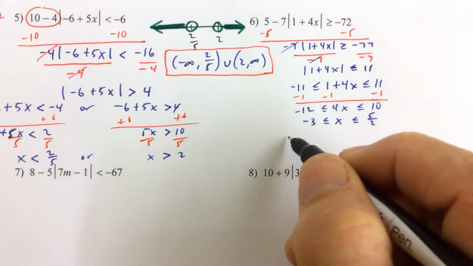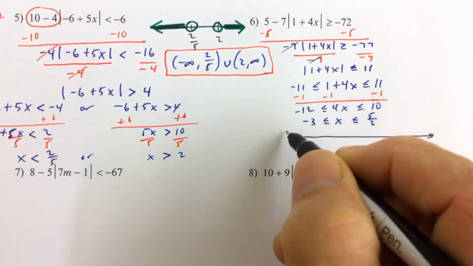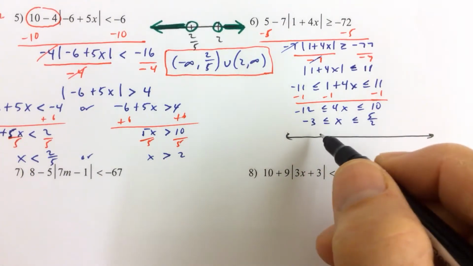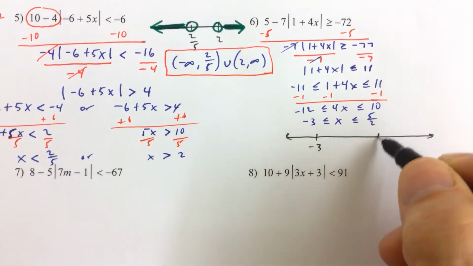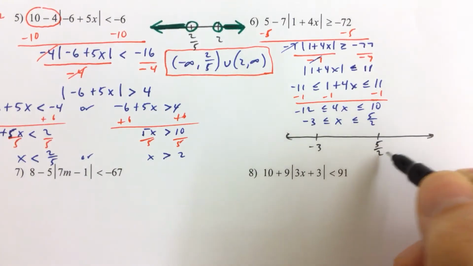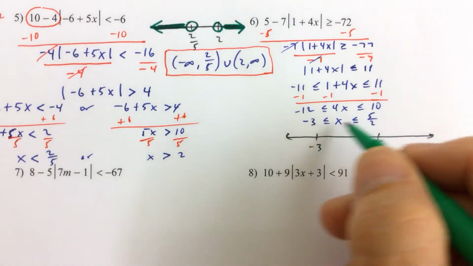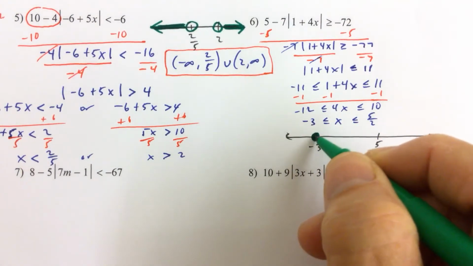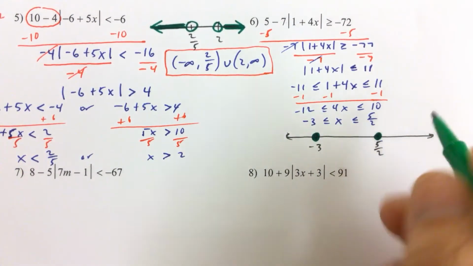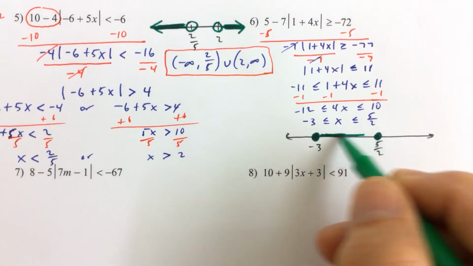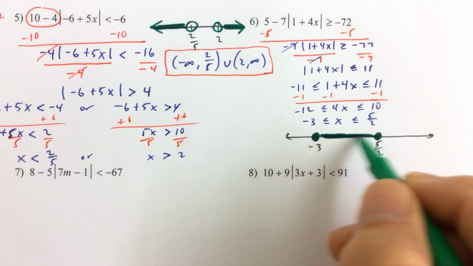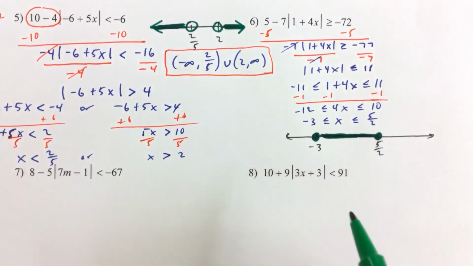Now we need to write it using a graph. So we're going to graph all the real numbers between negative 3 and 5 halves. And 5 halves is 2.5, so it's a positive number. Just write 5 halves. That's okay. And we want to include both negative 3 and 5 halves and show the solution being all real numbers between negative 3 and 5 halves.